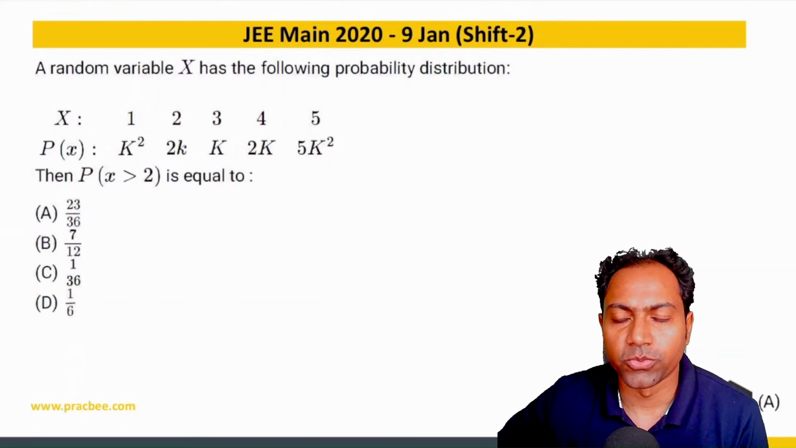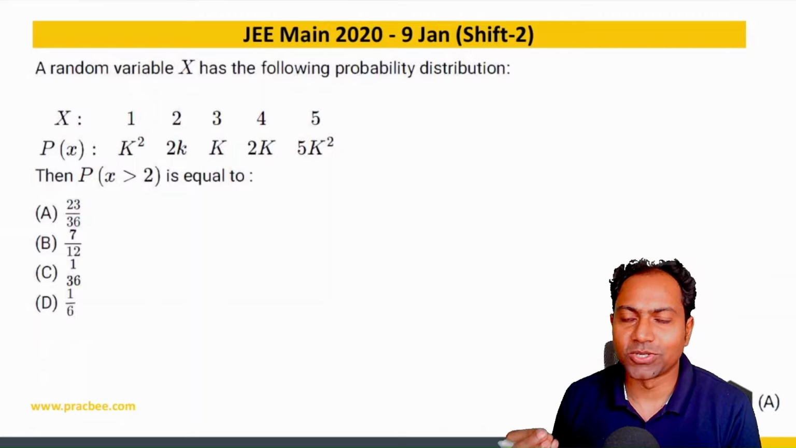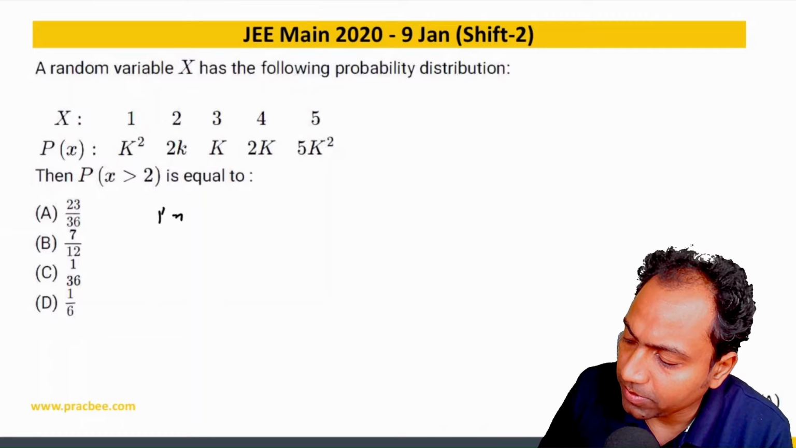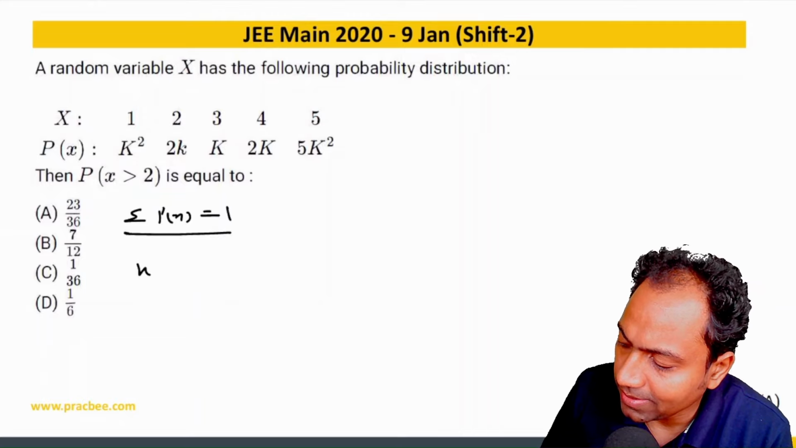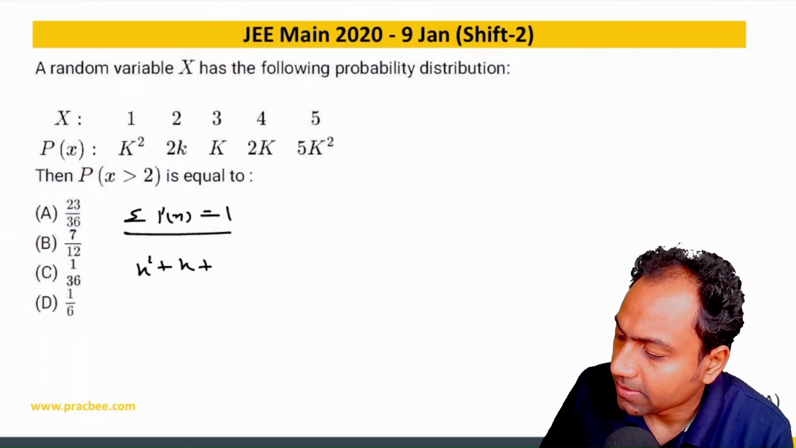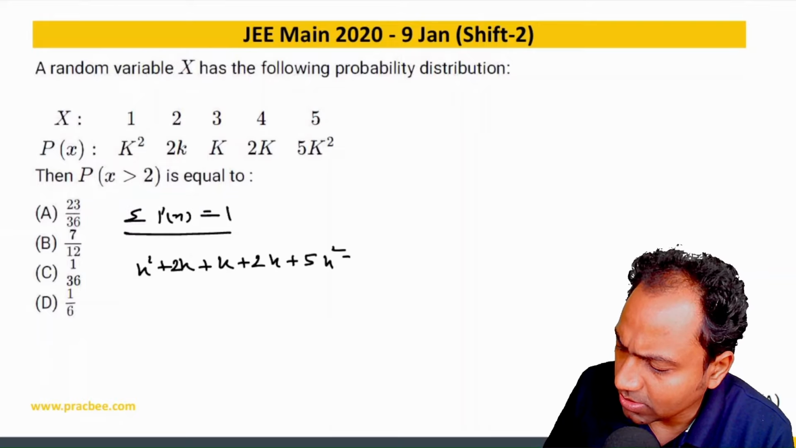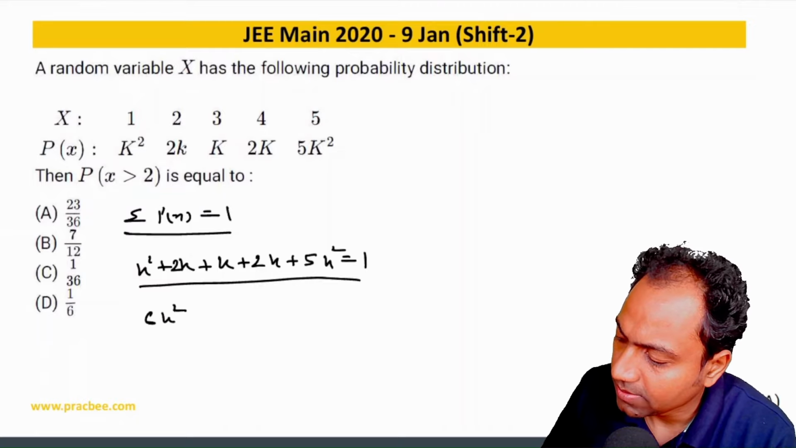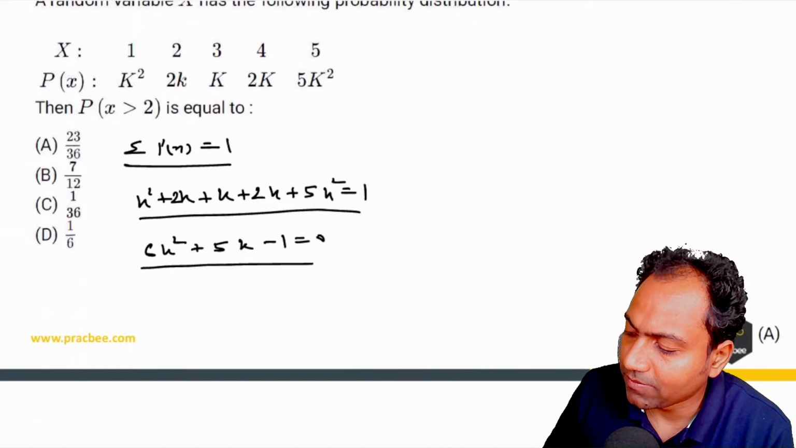Now this 2020 question combines the idea of Kolmogorov's axioms and the probability distribution table. What Kolmogorov says is basically, if you add all the probabilities, it should add up to 1. So if you are adding k square plus k plus 2k plus k plus 2k plus 5k square, the sum should come out to be 1. If I do so, I get 6k square plus 5k minus 1 is equal to 0. If I solve from here, I will be able to get a value of k.